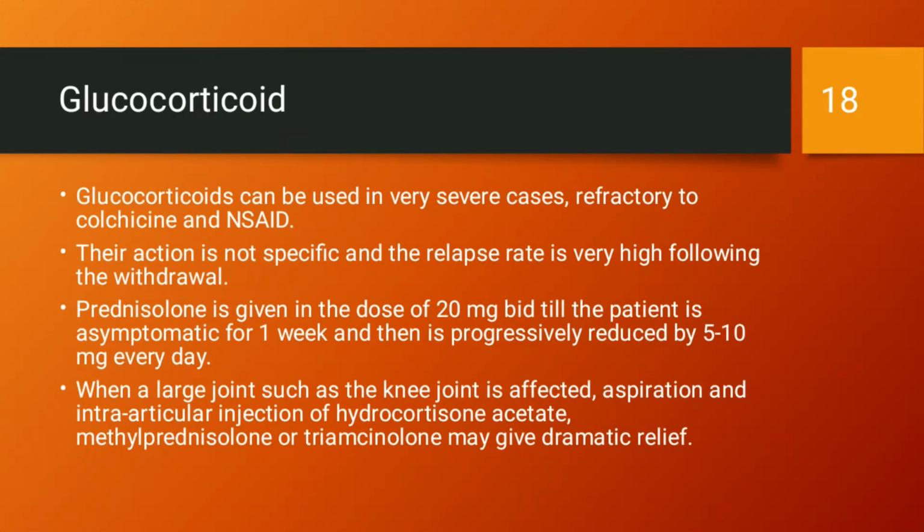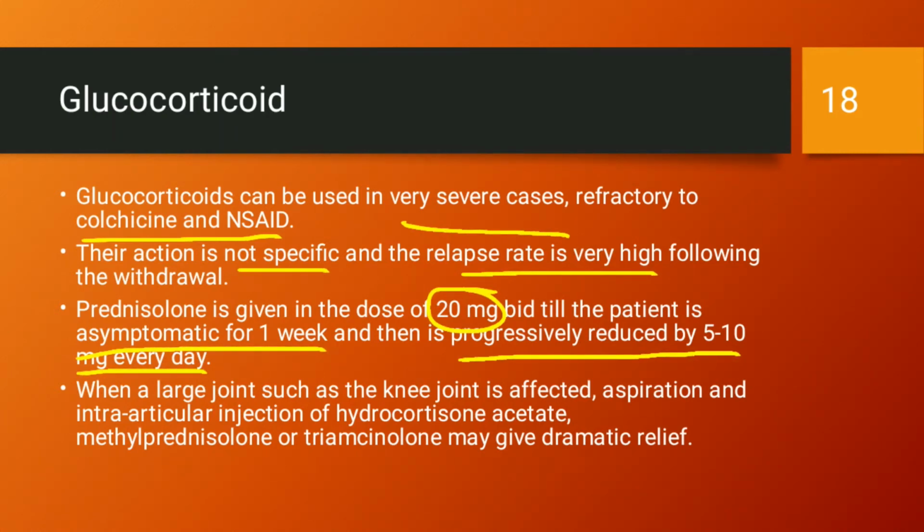Glucocorticoids can be used in very severe cases which are refractory to colchicine and NSAIDs. Refractory means not giving any response to colchicine or NSAID therapy. Their action is not specific and the relapse rate is very high. Relapse rate means that if we stop the glucocorticoids, the gouty arthritis signs and symptoms will reoccur. Prednisolone is given in the dose of 20 milligrams BID till the patient is asymptomatic for 1 week and then is progressively reduced by 5 to 10 milligrams every day. This is nothing but tapering of the doses.